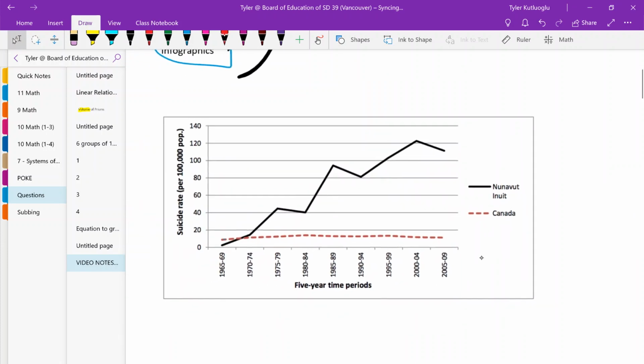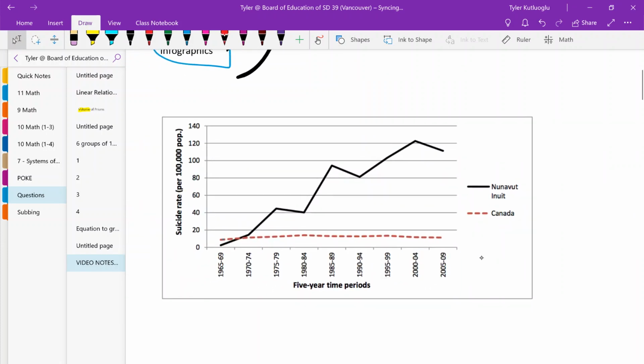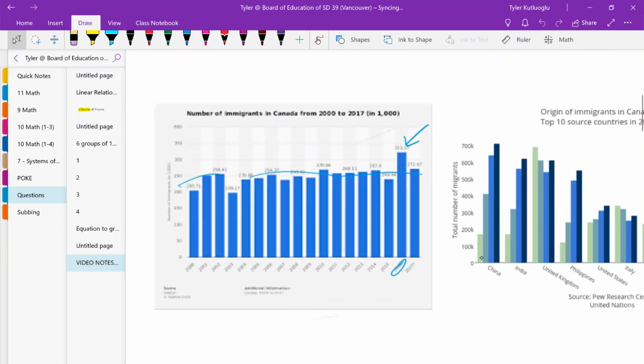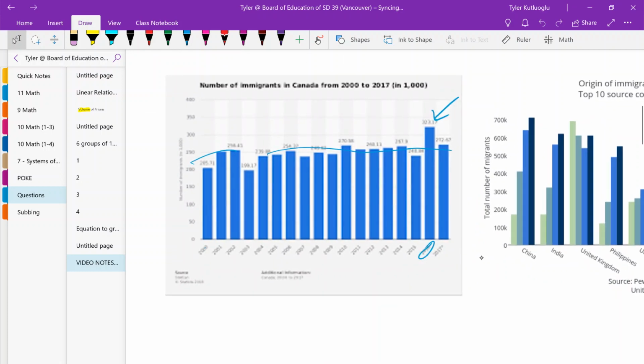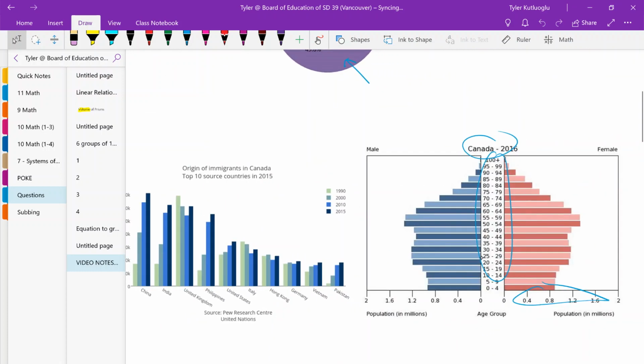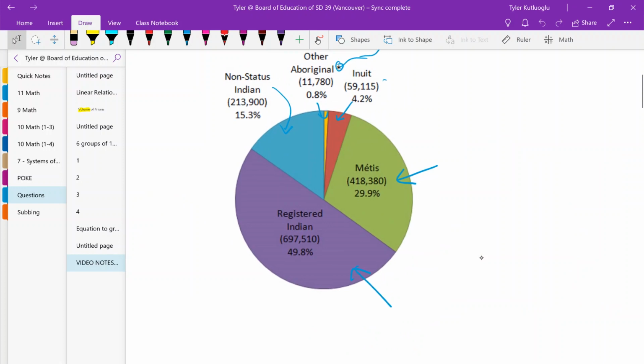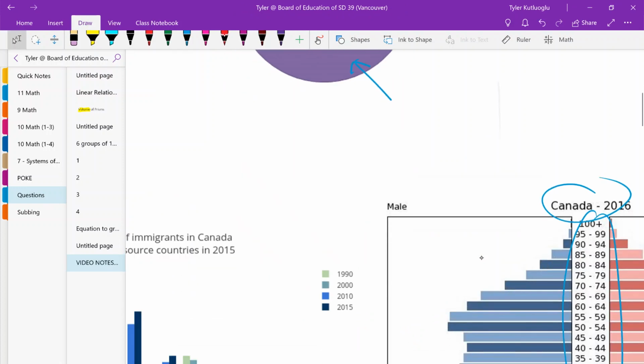This is an example of a line graph. You've seen them before. It's a broken line graph. This is a bar graph where you have the different bars to compare. This is a circle graph right here. This is where we're looking at the percents and seeing them represented out of 100%.